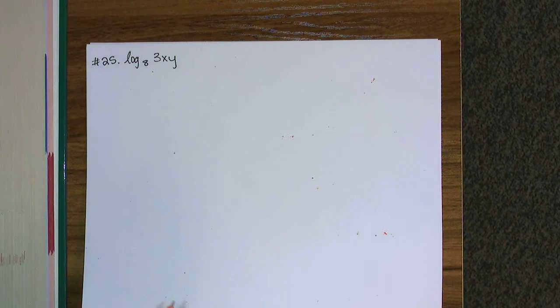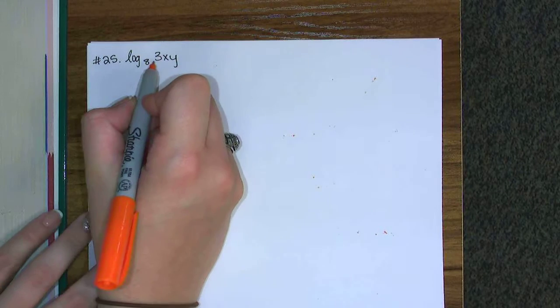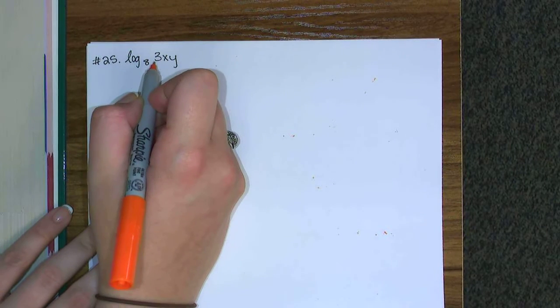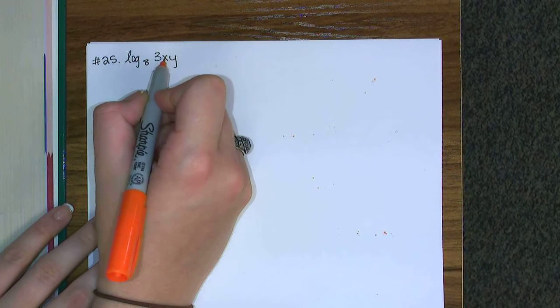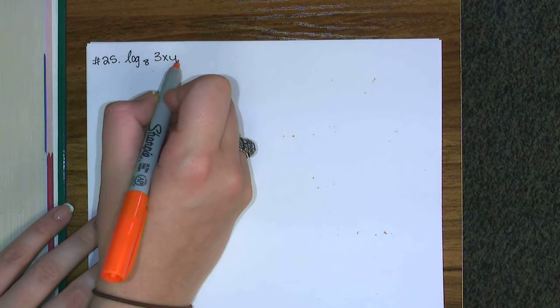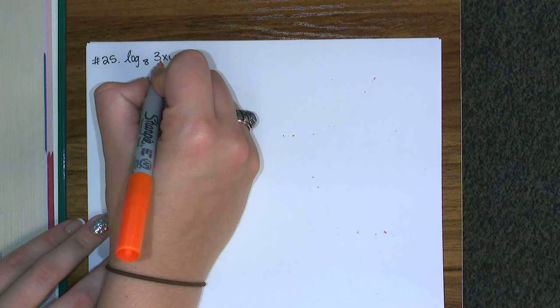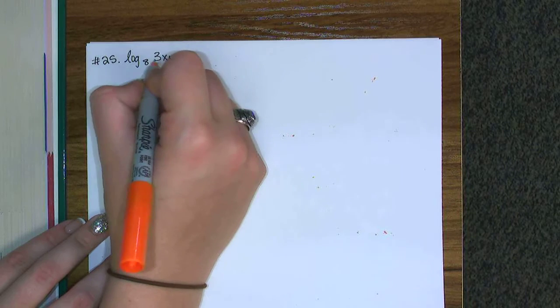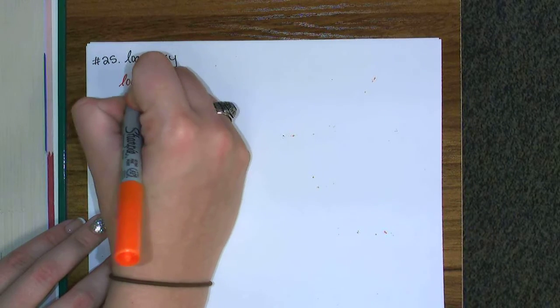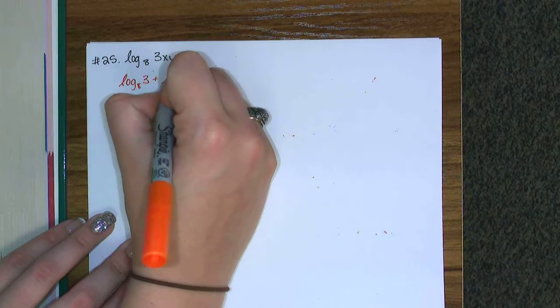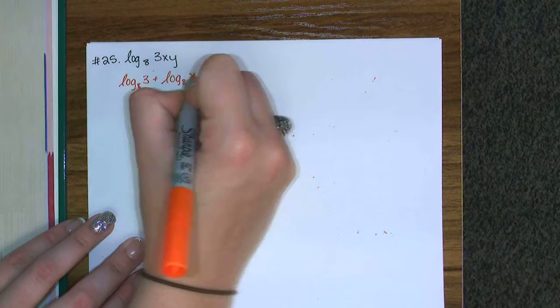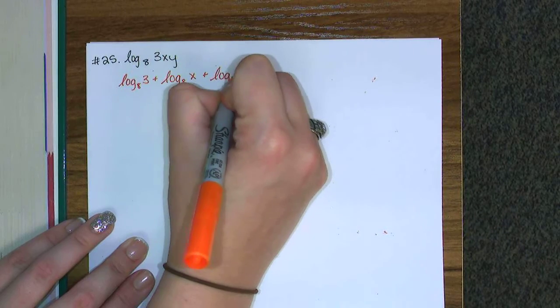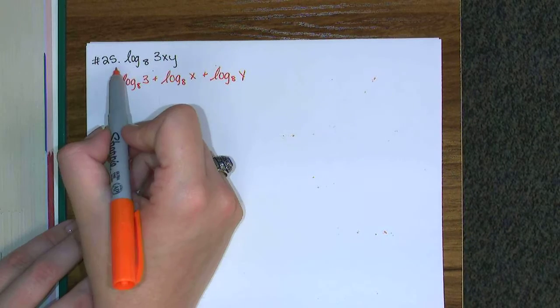All right, so I need to expand this. Log of a product is equal to the sum of the logs. This is all products happening here, so it's going to be the sum of all of them. So log base 8 of 3 plus log base 8 of x plus log base 8 of y is the answer for this one.